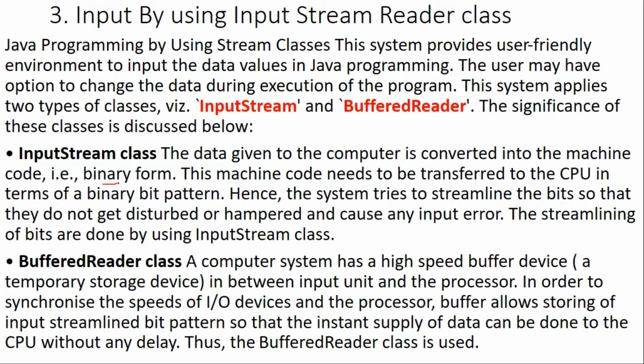Buffer reader class. A computer system has a high speed buffer device. Buffer means a temporary storage device in between the input unit and the processor. In order to synchronize the speed of input output devices and the processor, buffer allows storing of input streamlined bit patterns so that the instant supply of data can be done to the CPU without any delay. Thus buffer reader class is used.